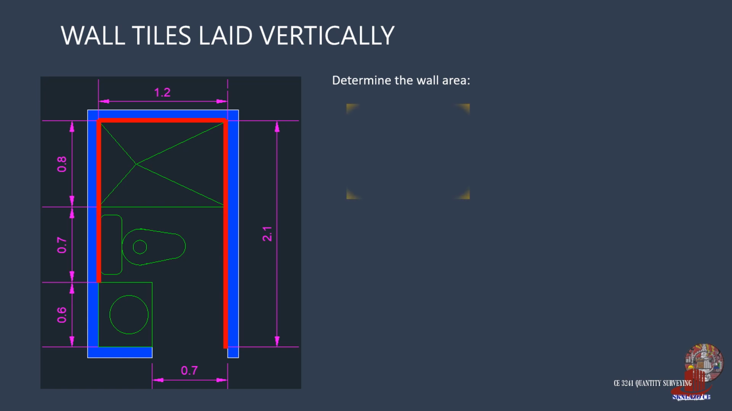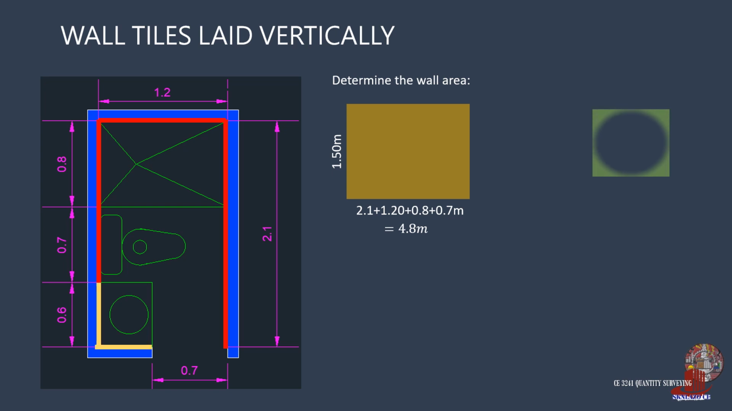The first area has a height of 1.5 meters and its length is 2.1 plus 1.2 and 0.8 with 0.7, which totals to 4.8 meters. The smaller area has 0.5 meter height and length of 0.6 plus 0.5, which is 1.1 meters. The wall tile has 0.15 length and 0.3 meter height.